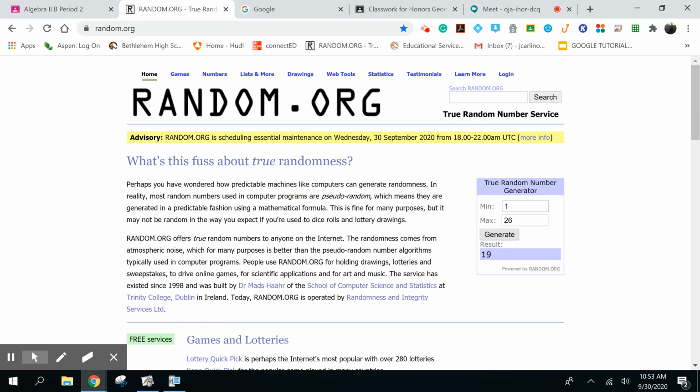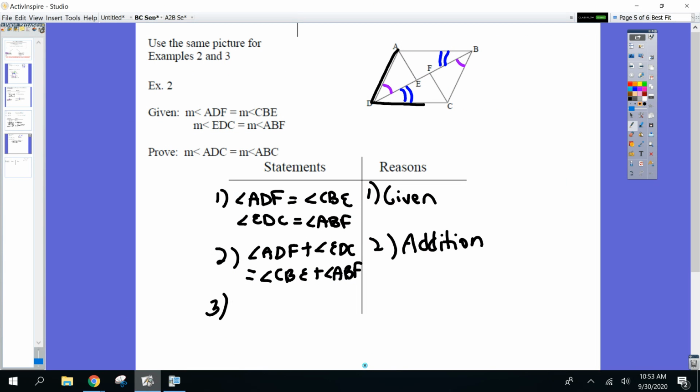Here we go, Sean. We add AD, ready? Hold on. ADF plus angle EDC. If I put those together, what angle do I end up with? ADC. And if I put CBE together with ABF, that equals angle ABC. Yep. That's substitution, what you just did.